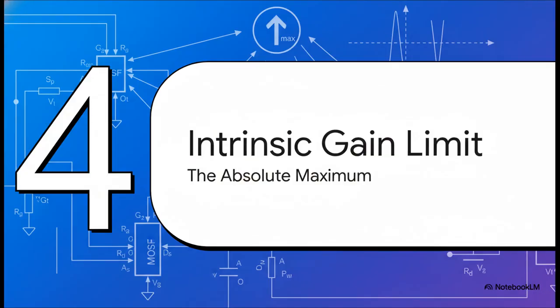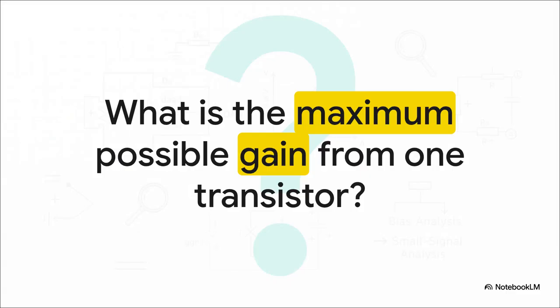So this new, more realistic model reveals this fundamental limitation, but it also lets us ask a really fascinating question. If we can't just keep making our external resistor bigger and bigger, what is the absolute theoretical maximum gain we can ever hope to get from just one single transistor? To figure out this ultimate limit, let's do a little thought experiment. Looking at our new formula, what would happen if we could somehow make our external resistor, RD, infinitely large?